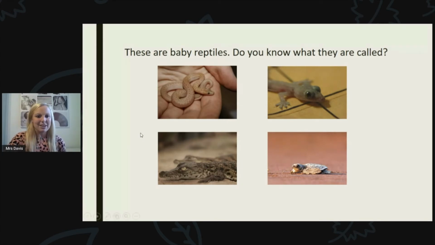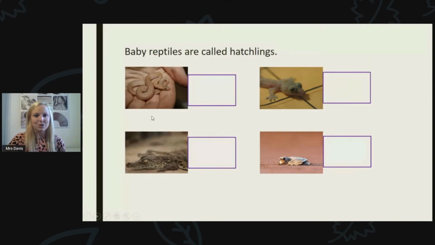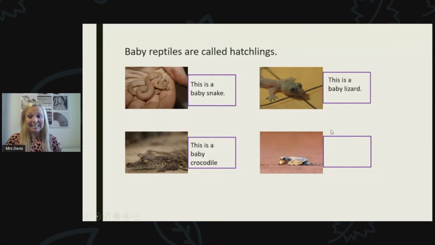Well done, guys, if you had a go at that and a good look at those pictures. Right, let's work out what these are called. So this is a baby snake. We've got a baby crocodile. This is a baby lizard. And this is a baby turtle. Now, all of these baby reptiles are called hatchlings.